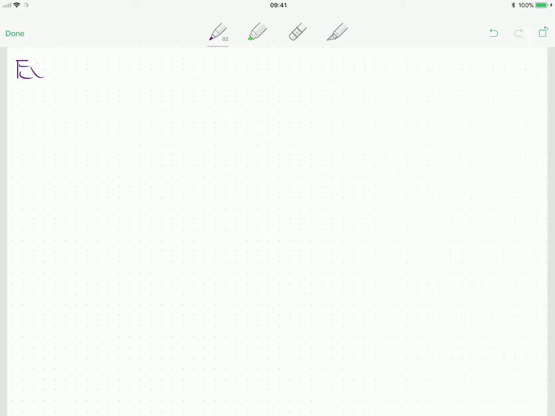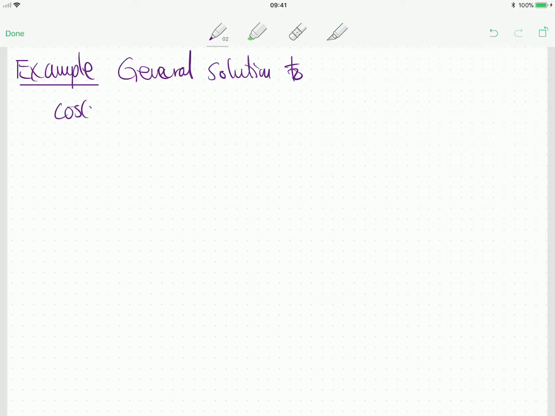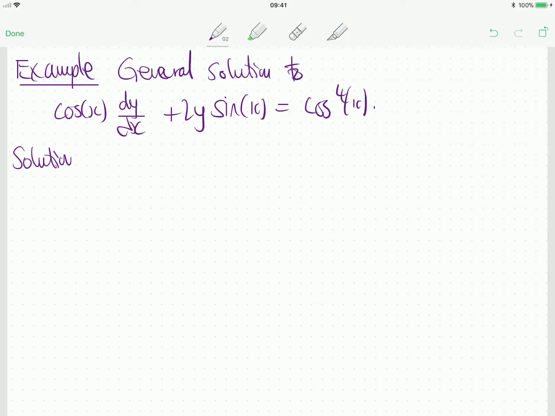Hi everyone, in this video I'm going to take a look at the following problem. I want the general solution to the ordinary differential equation cos x dy/dx plus 2y sin x equals cos to the power 4 of x. Okay, so straight out of a textbook. I've not written the answer yet. Let's just jump in, see what we get.